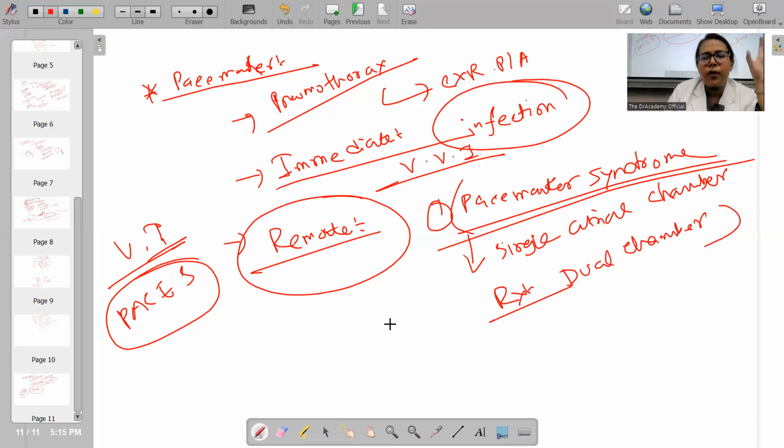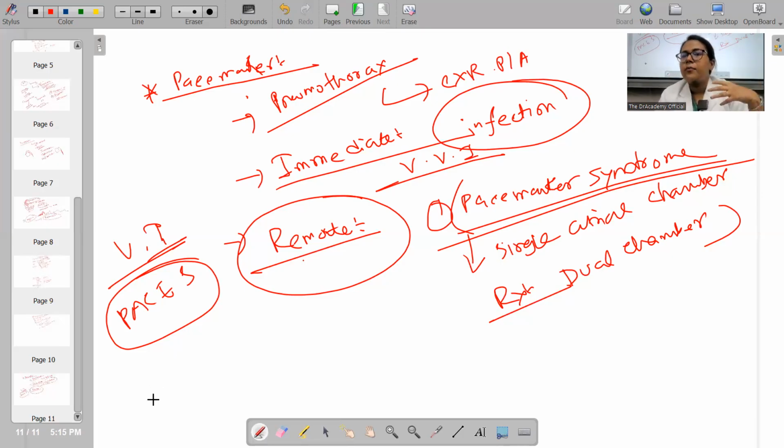But for the part 1 examination, if you don't want to remember this, that's fine. Just remember that the immediate complication, or the first complication that can happen during the procedure, is the pneumothorax. So chest X-ray is very important. The immediate or post-op complication is infection. So culture and swab from the site of the pacemaker are important. And for the remote complication, just remember the name, that is pacemaker syndrome, and the treatment is dual chamber pacemaker.